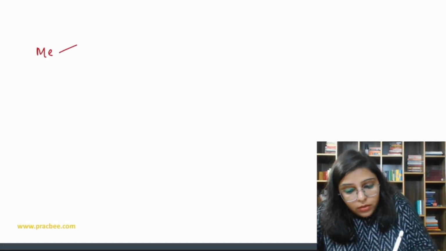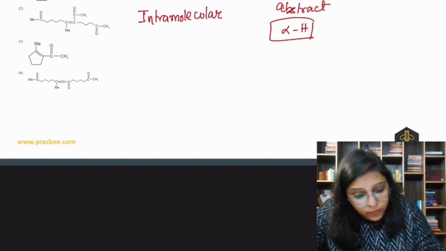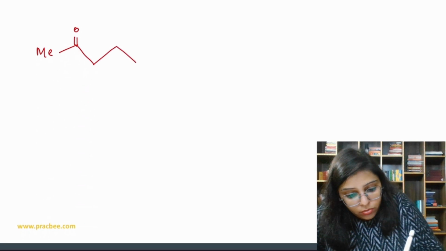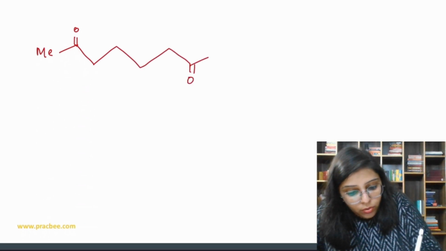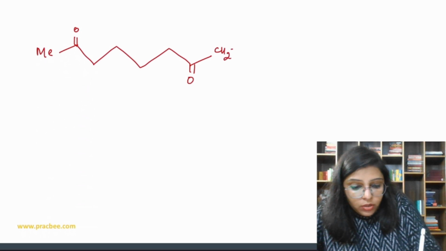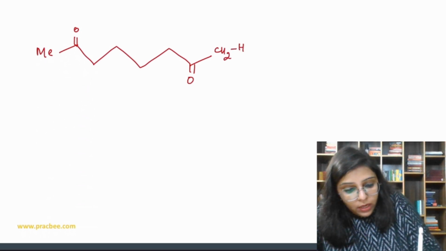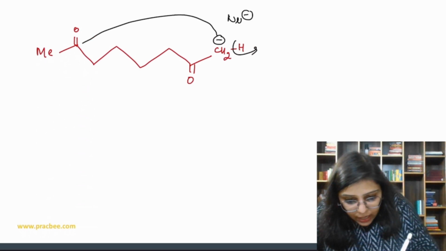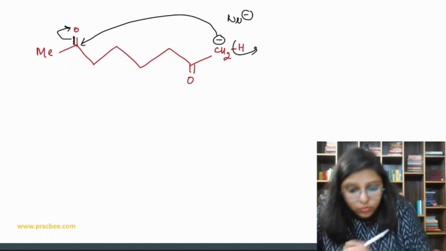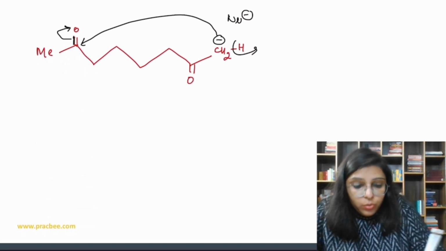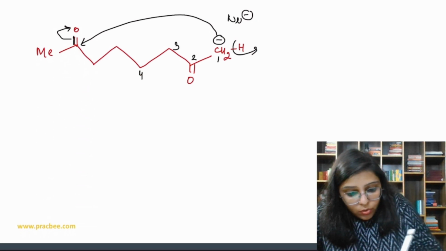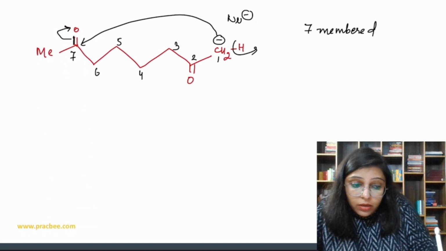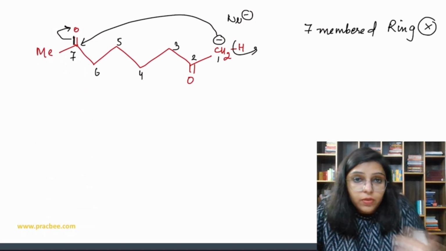Me double bond O, 1, 2, 3, 4, 5, double bond O and CH2H. So if I remove hydrogen from here, we get CH2 minus over here. So this is going to be a nucleophile, and the nucleophile attacks on this carbonyl carbon and electron of this bond shifts over here. Okay? So by doing so, we get 1, 2, 3, 4, 5, 6, 7. So we form 7-membered ring. So 7-membered ring we cannot form, right? We cannot form 7-membered ring.